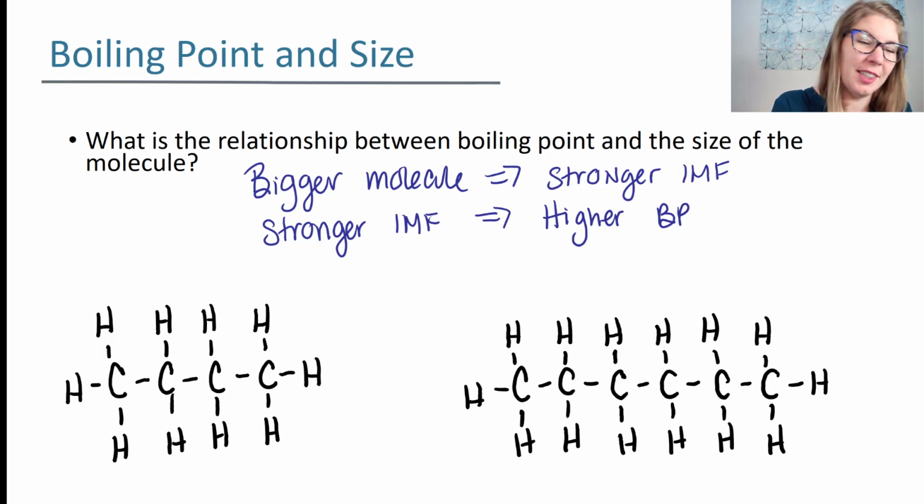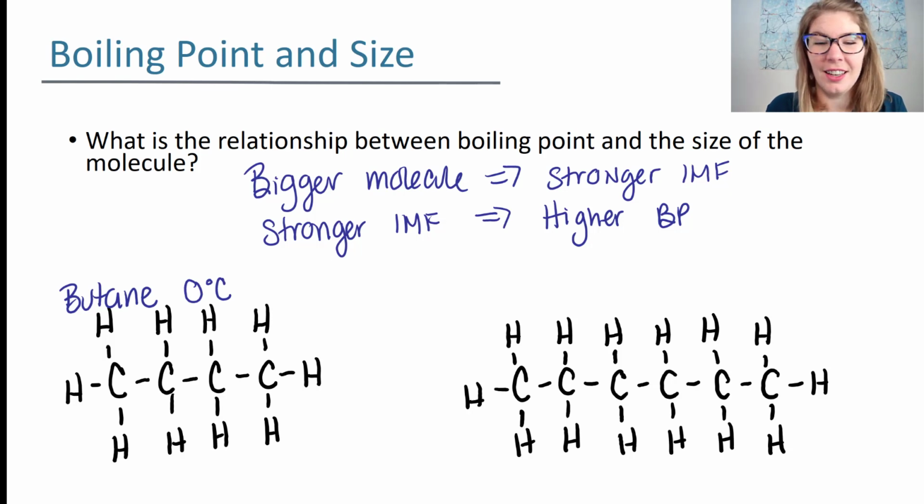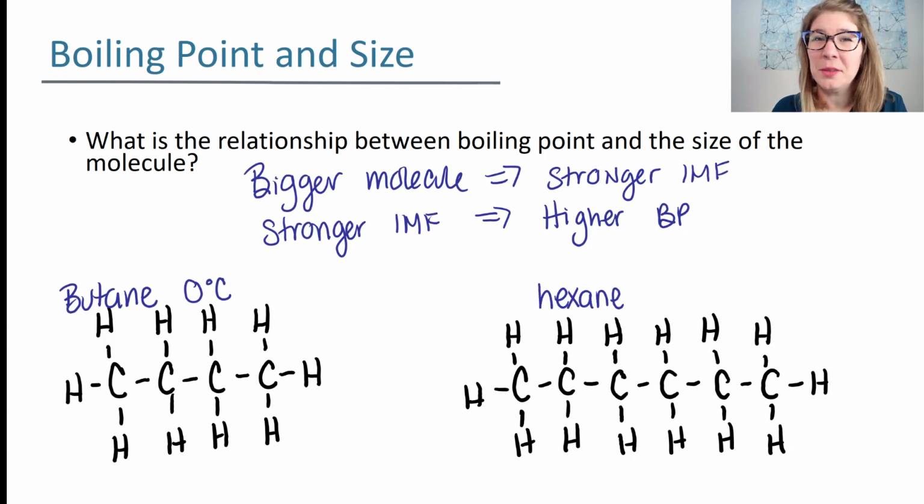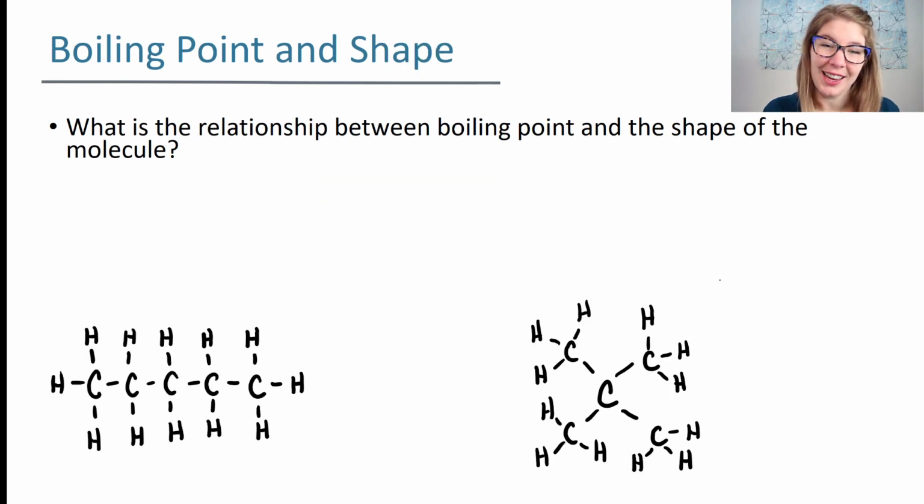The molecule on the left is called butane. You'll learn how to name molecules later. This has a boiling point of 0 degrees Celsius. Whereas hexane, which has 2 more carbons, has a boiling point of just under 70 degrees Celsius. That is incredible. What a huge difference for just 2 carbons. A quick fun fact before we move on, butane is lighter fluid. The butane in there is liquid because it is under pressure, but when it's just out in the world, it will be a gas.